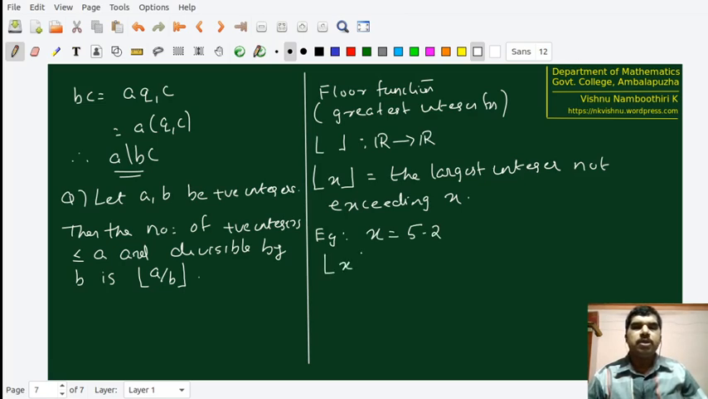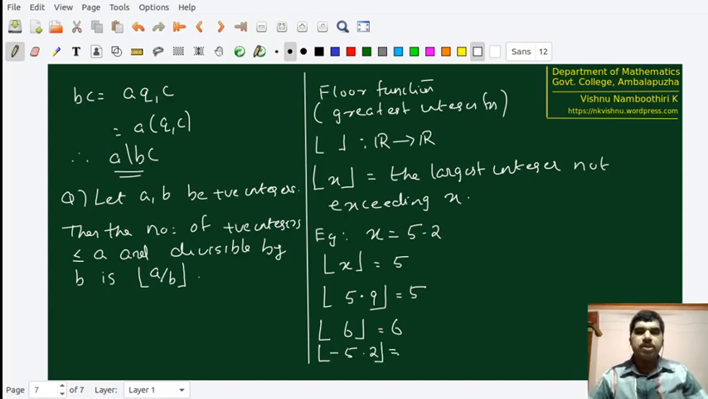In that case, the greatest integer not exceeding x, or floor of x, is going to be equal to just 5. Suppose that we have 5.9. In this case also, it's going to be equal to 5. Suppose that we have 6. This itself is an integer, therefore the greatest integer not exceeding 6 is just 6. Now we have to be careful. Suppose that we have minus 5.2. In this case, the greatest integer not exceeding minus 5.2 is not minus 5, because minus 5 is greater than minus 5.2. In this case, it's equal to minus 6.